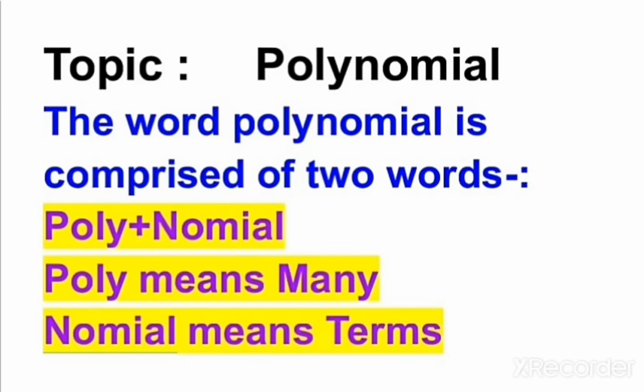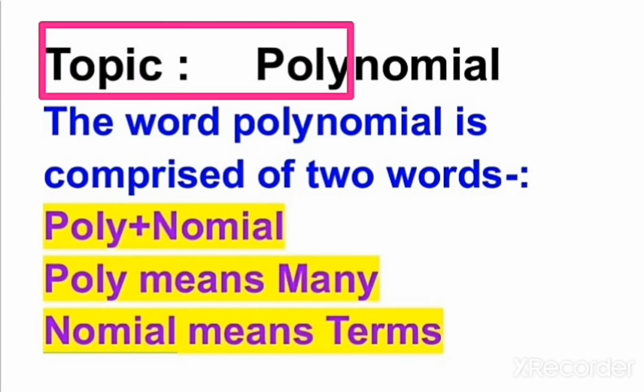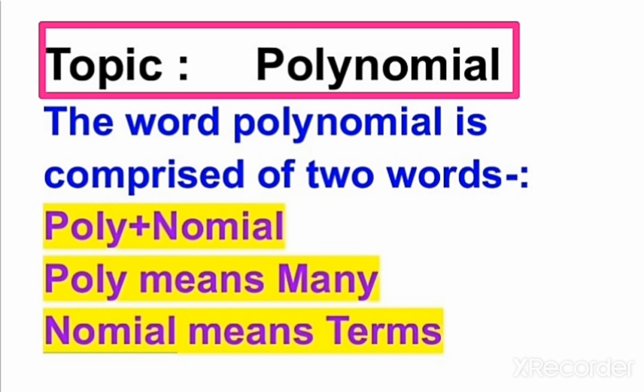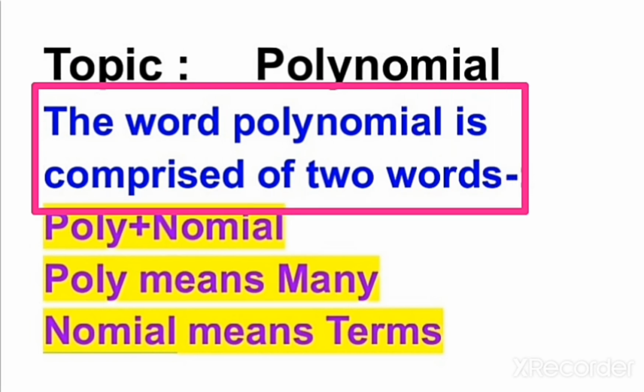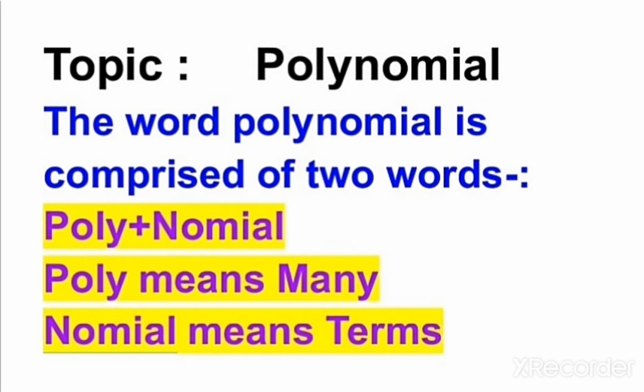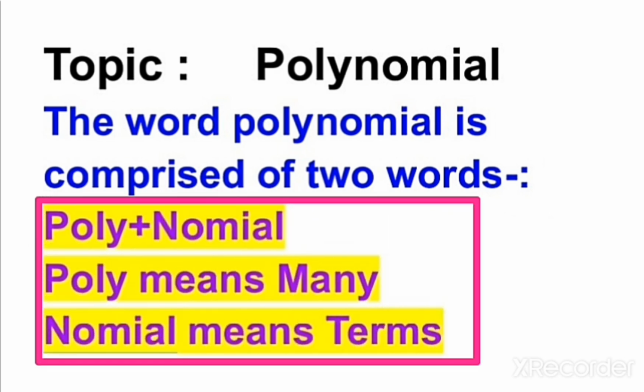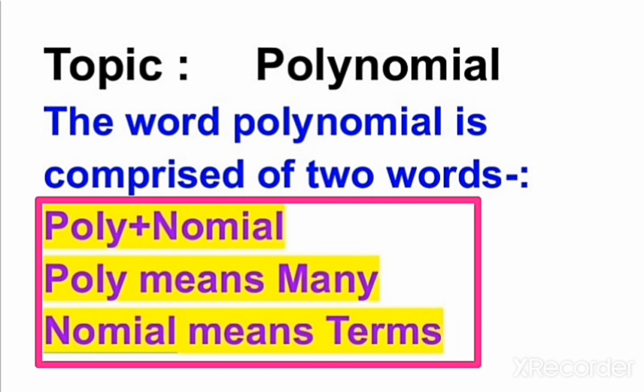Friends, today we are going to discuss a topic, and as you can see, the name of the topic is polynomial. So first of all, you need to know the word polynomial is comprised of two words. If we divide this polynomial, the first word is poly, which stands for many, and the second word is nomial, which stands for terms. So collectively we can consider the polynomial as the collection of many terms.